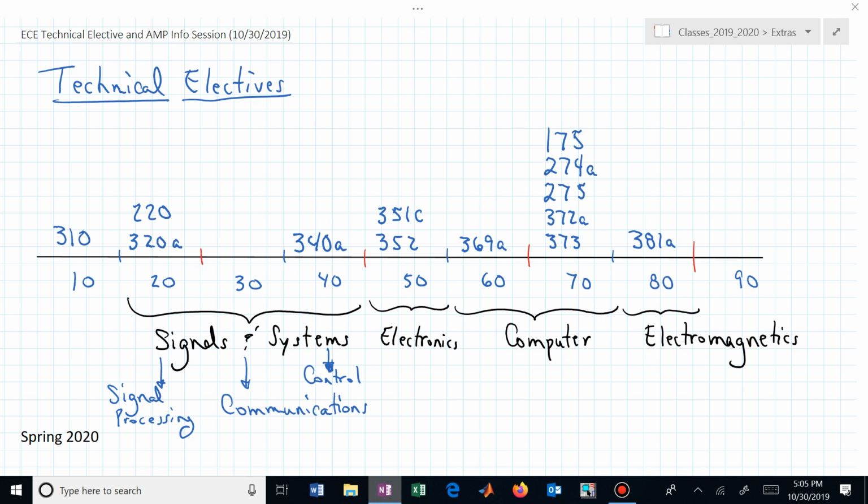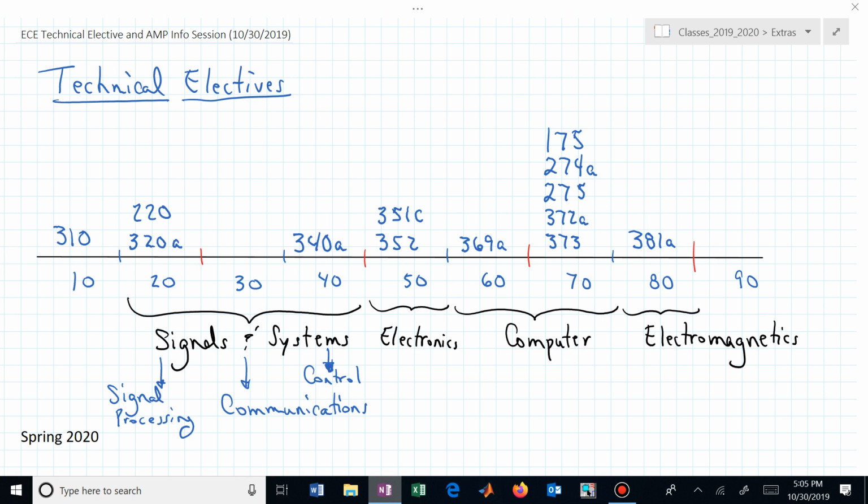Right now you're taking maybe 220, 320. Those are in the 20s. That's in the signals and systems area. So now if you like those classes, maybe you would be interested in technical electives in those three disciplines or in those three decades.